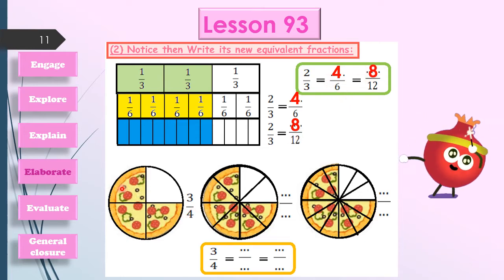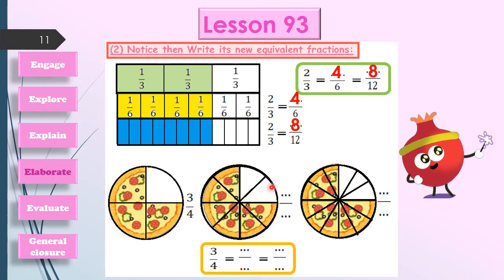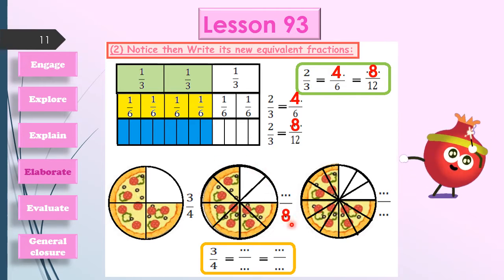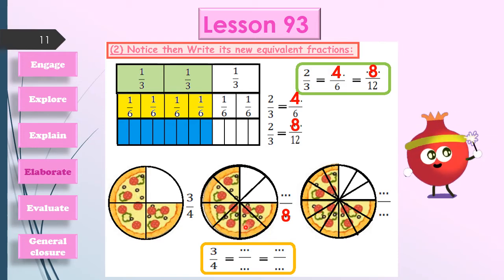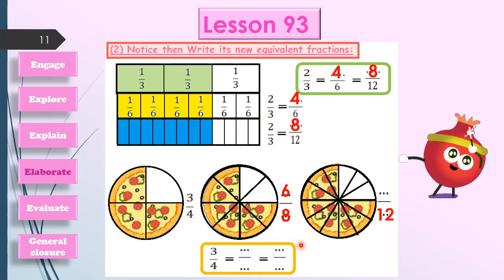Here we have 3/4, and this part is called 1, 2, 3, 4, 5, 6, 7, 8 equal parts, and I write down in the denominator 8. And the shaded part will be 1, 2, 3, 4, 5, 6: 6 parts out of 8. Then 3/4 equals 6 eighths.